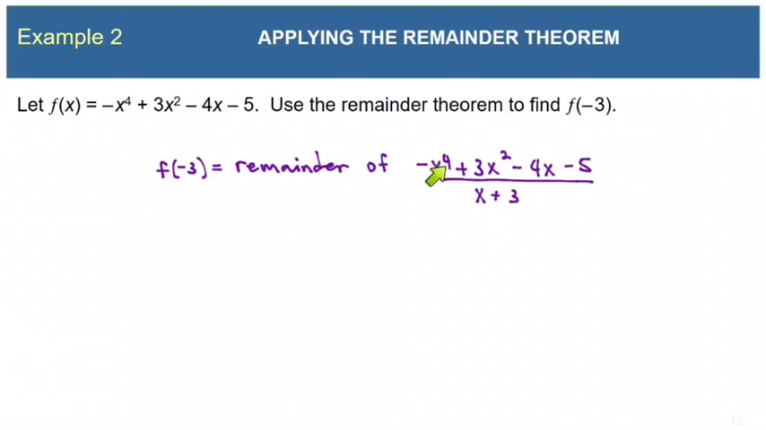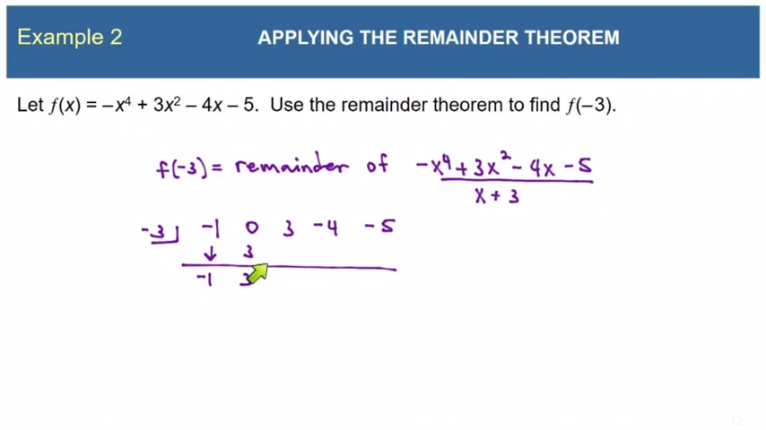Notice here we start with x to the fourth, and we don't have an x to the third. Remember, when we put our coefficients down, we'll have to put a 0 to hold the place of the missing x to the third. Okay, our coefficients are going to be negative 1, 0, 3, negative 4, and negative 5. We want to evaluate f of negative 3, so let's put negative 3 in the box. Now pull down, multiply negative 3 times negative 1, now add.